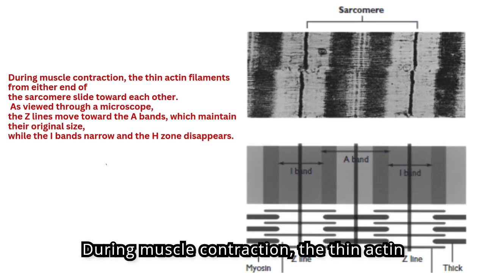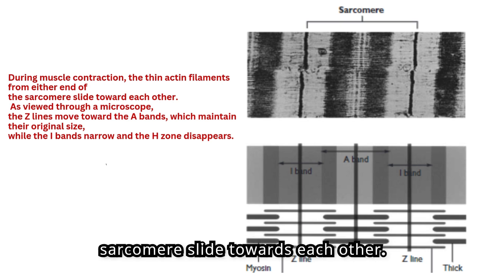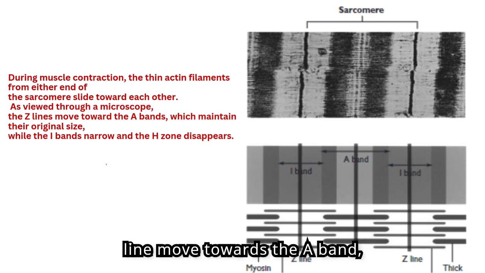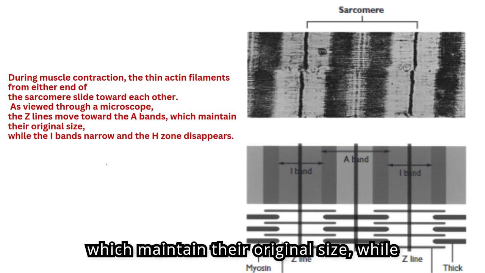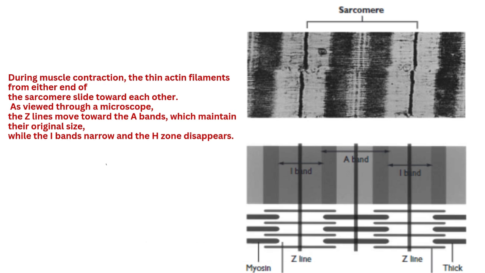During muscle contraction, the thin actin filaments from either end of the sarcomere slide towards each other. As viewed through the microscope, the Z-lines move towards the A band, which maintain their original size, while the I band narrows and the H zone disappears.